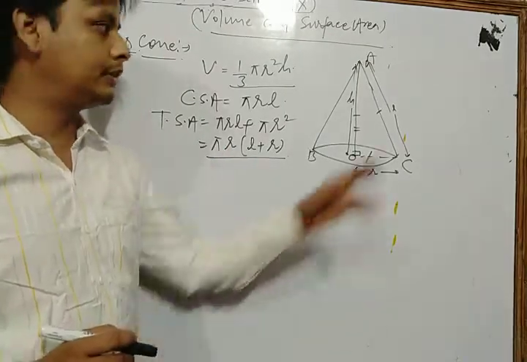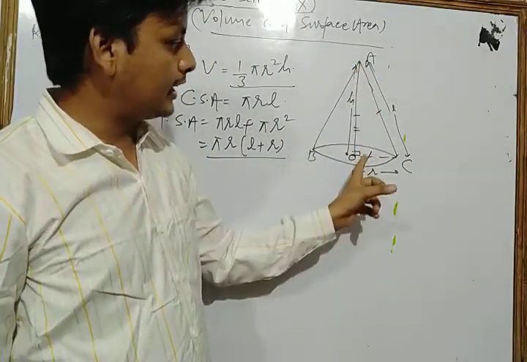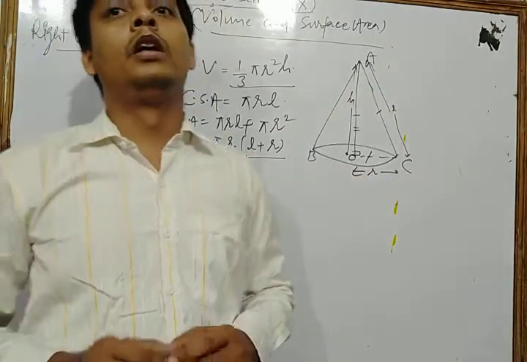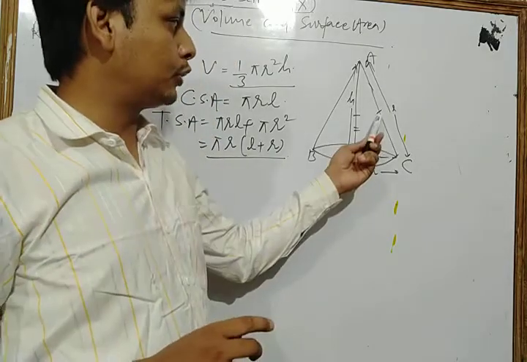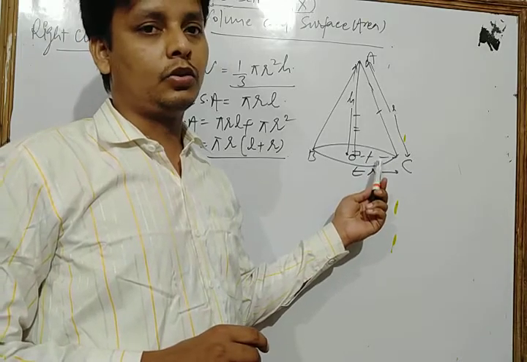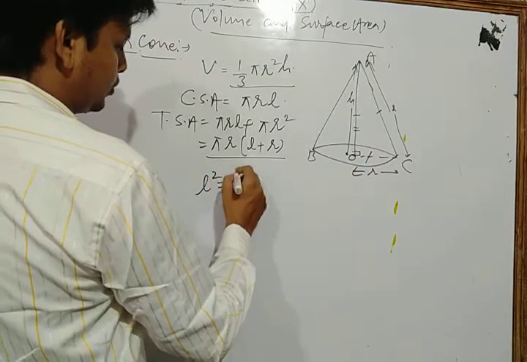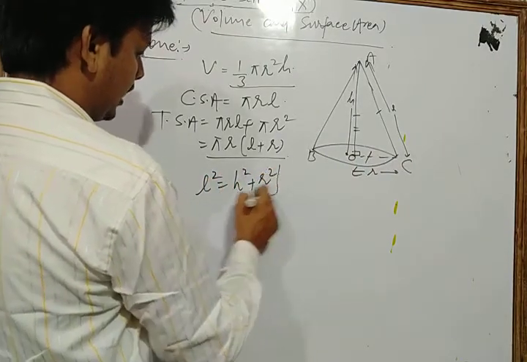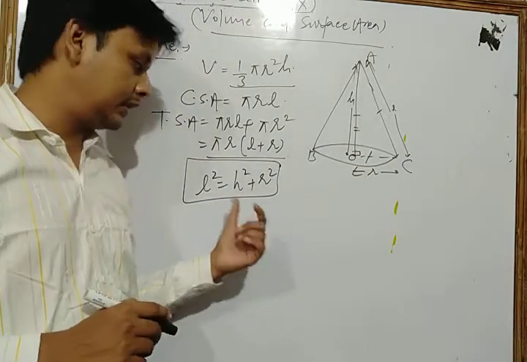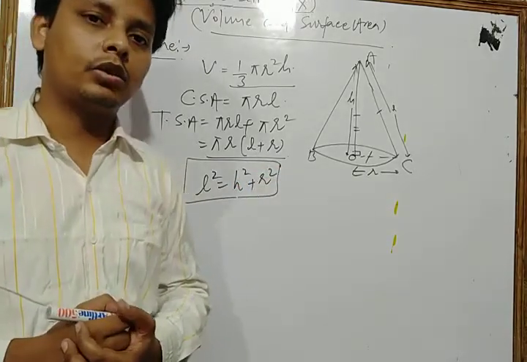And one important relation between H, L and R. Let's see in the diagram. Triangle AOC is a right angle triangle in which AC is the hypotenuse, and by the Pythagoras theorem, the hypotenuse square is equal to perpendicular square plus base square. So the relation between H, L and R is L square is equal to H square plus R square. This is the relation between the slant height and the radius of the cone.